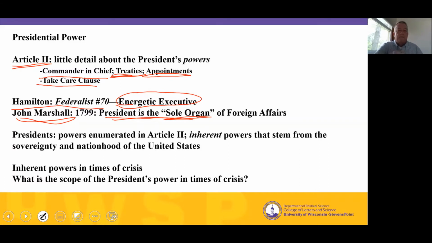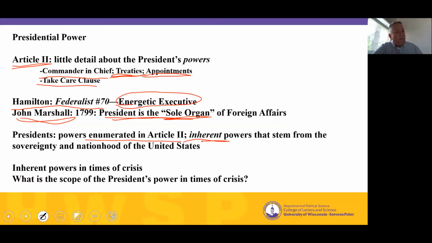The powers of the president are enumerated in Article 2, just like the powers of Congress are enumerated in Article 1, Section 8. But we also recognize that the president has inherent power, power that is not written down, and power that stems from sovereignty and nationhood of the United States.